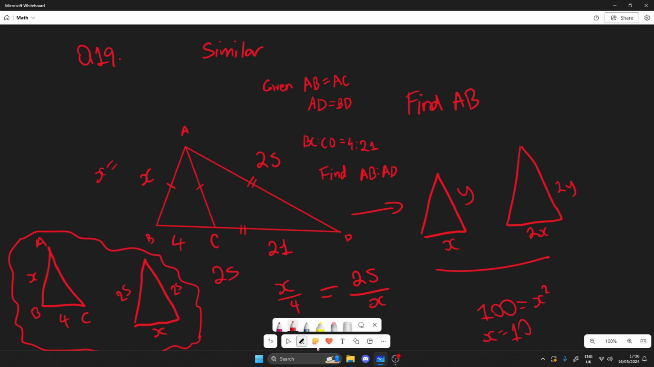So x equals 10. And knowing AB, we write 10 to the ratio of 25, which is AD. So AB to AD. And you simplify down by dividing by 5. You don't have to, but you can. You get 2 and 5. That's your answer. Okay? How was that? Not too hard, eh?